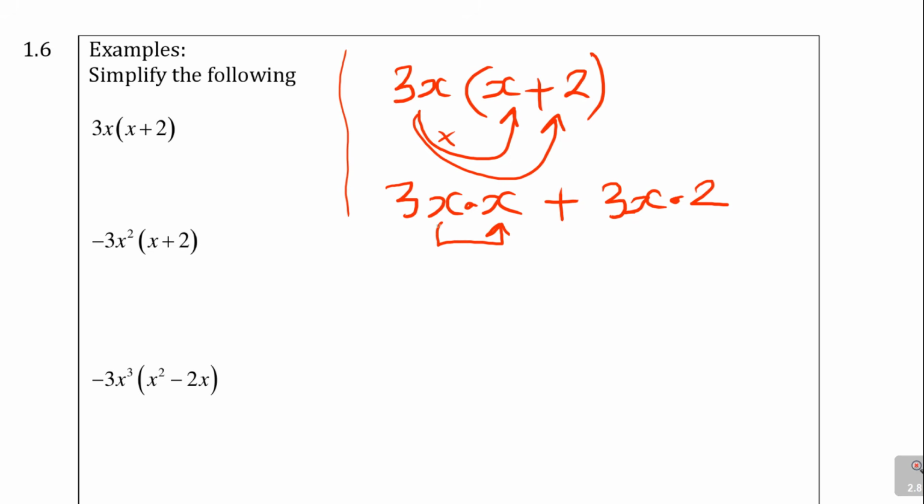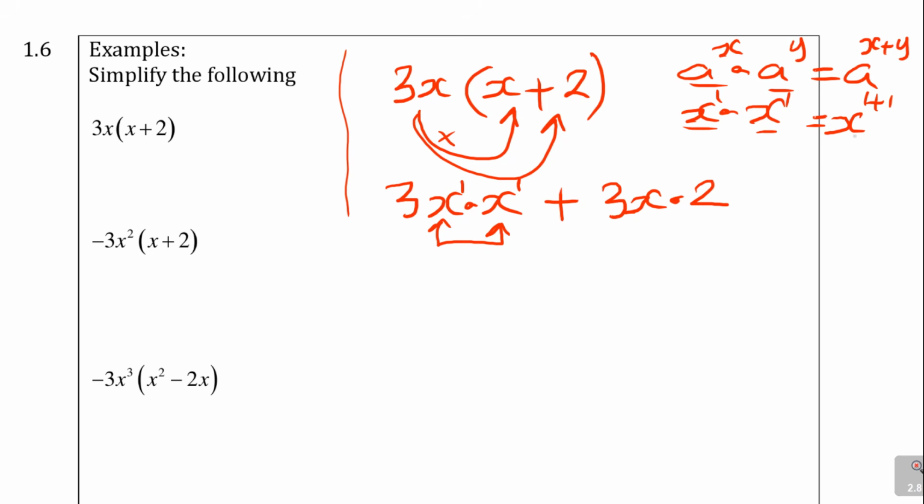x times x. Now we are multiplying. See, there is how many x? There was 1 here and there is 1. You add them. Remember the laws of exponents? It says a to the power of x times a to the power of y. If I do that, you maintain your a, and then you say x plus y. So if I say x times x, the power is 1, so you say x to the power of 1 plus 1, which is what? x squared. So it's a simple matter of adding those powers, so it will be 3x squared.